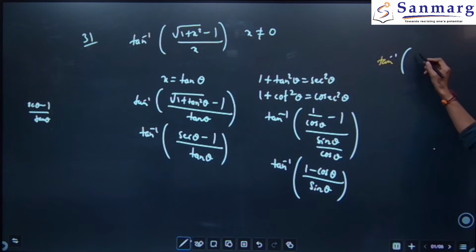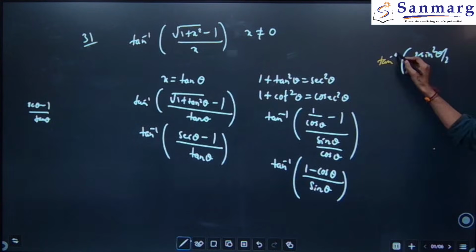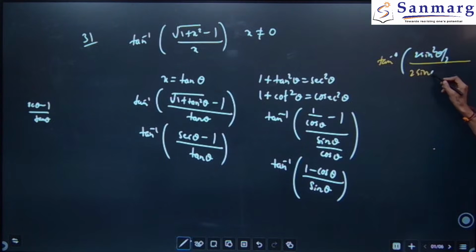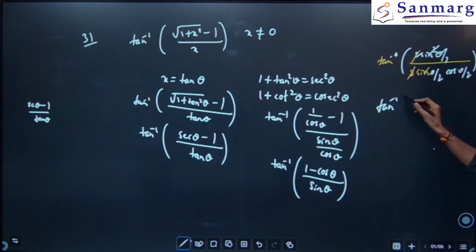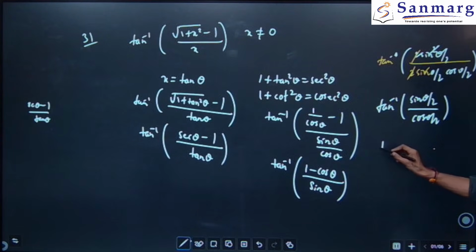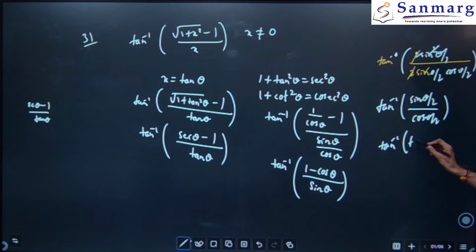1 minus cos theta you can write as 2 sin square theta by 2, because that is a half angle formula, and sin theta half angle formula is 2 sin theta by 2 into cos theta by 2. So automatically the 2 gets cancelled, one sin gets cancelled. The last simplification will be sin theta by 2 divided by cos theta by 2 becomes tan inverse of tan theta by 2.